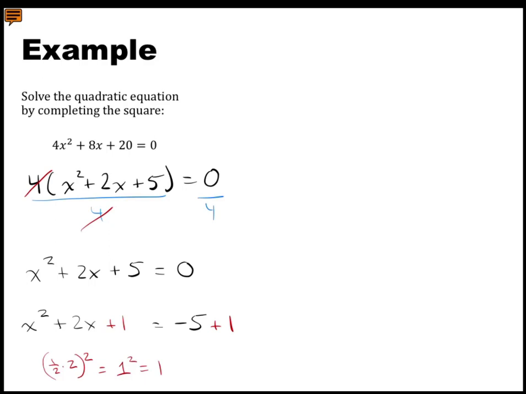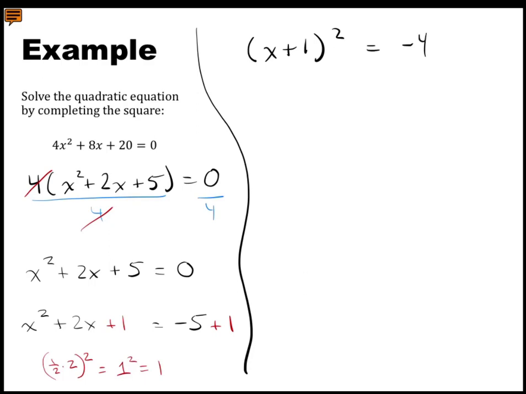Now the left-hand side is a perfect square that factors into (x + 1)². And the right-hand side simplifies to -4. Now we have a number represented by x + 1 that is squared that equals -4. It's okay that it's negative, as we know that complex numbers have negative squares.